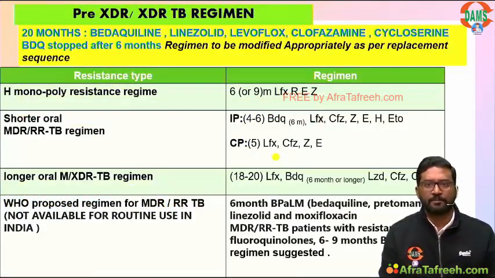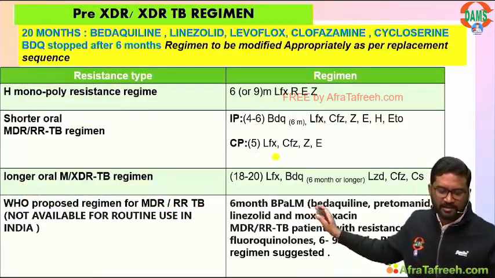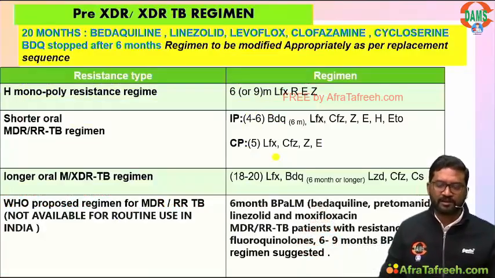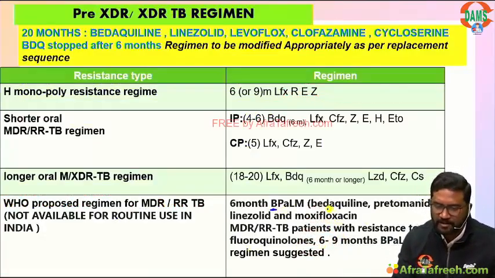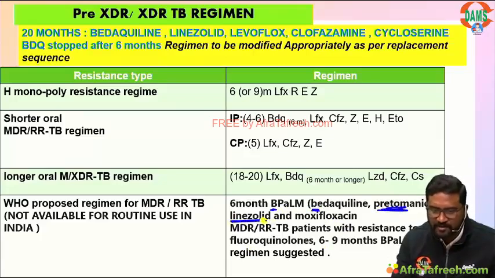So all the regimens, I have put it in a nutshell. BPAL means B for bedaquiline, Pa for pretomanid, L for linezolid. So here is the full form.